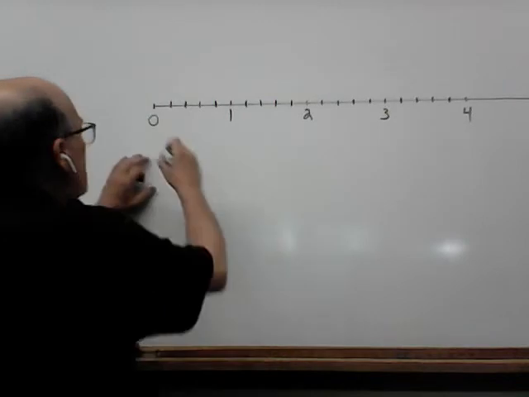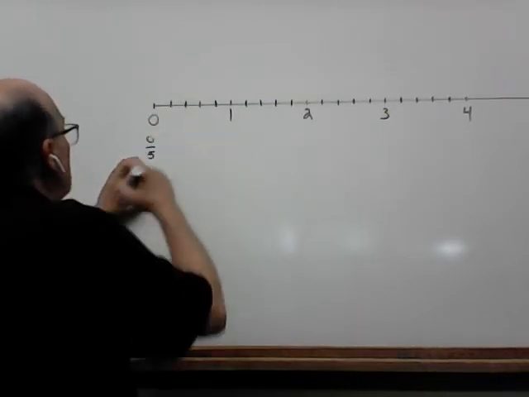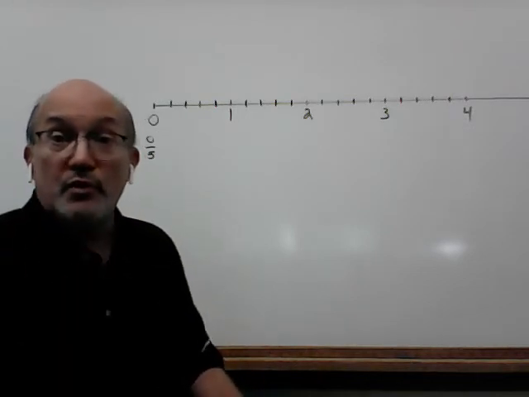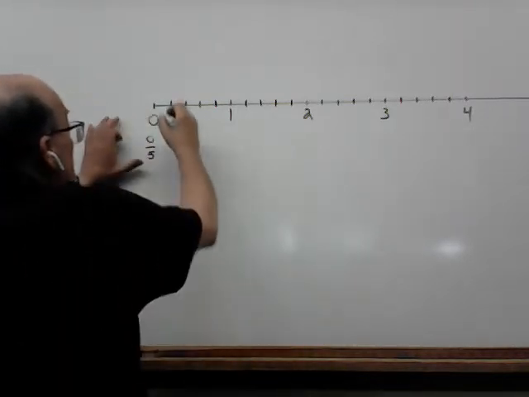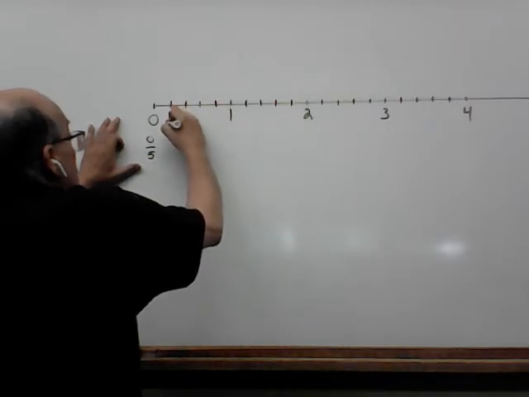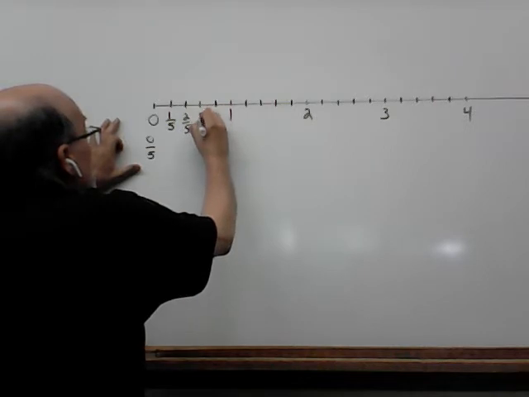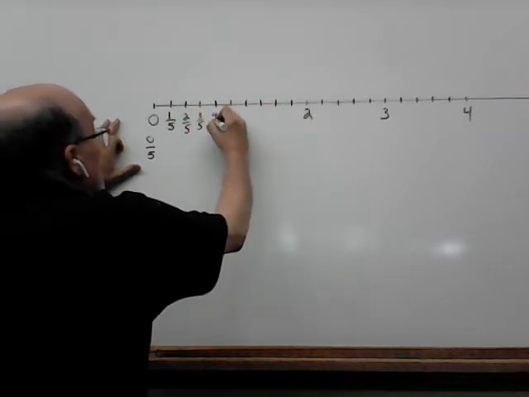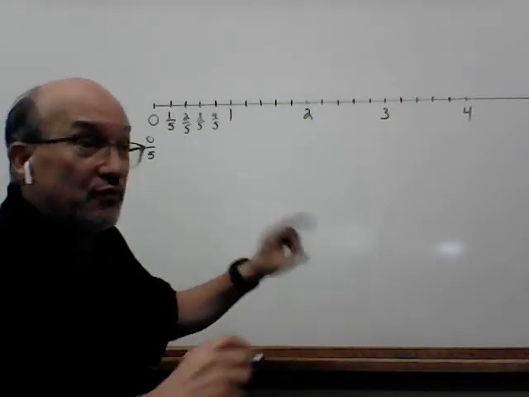And by the way, I don't know if I said this previously, if it helps us, we can think of the whole number 0 as 0/5. 0/5 is equal to 0. The first fifth after 0 is 1/5. Then comes 2/5, 3/5, 4/5. The whole number 1 is the 5th fifth.